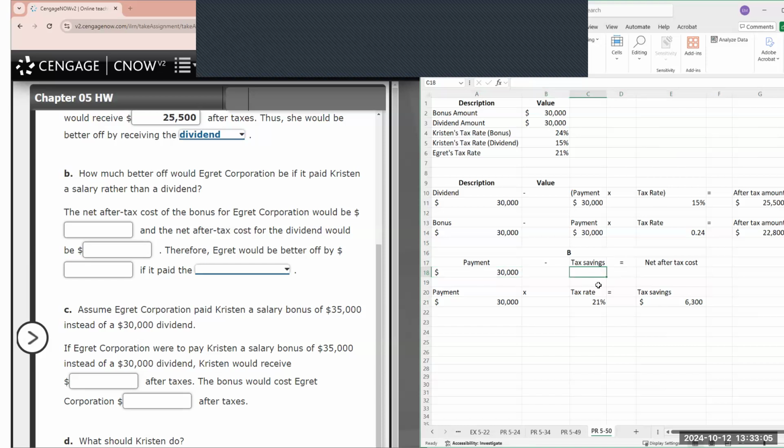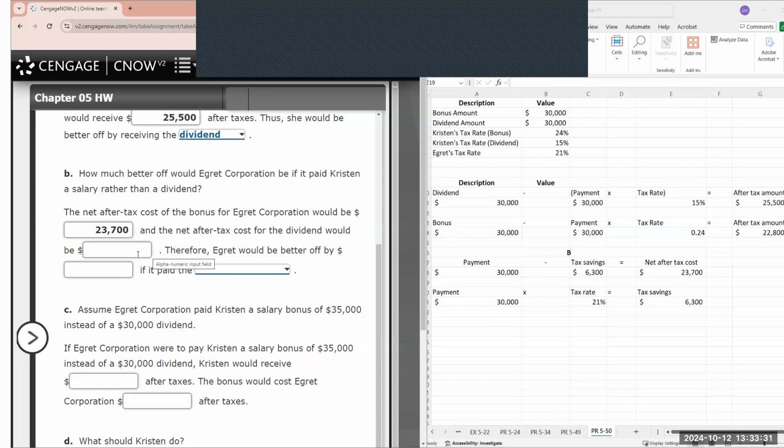The payment amount is $30,000. The tax savings, as we just pointed out, is the $30,000 multiplied by the tax rate, which is 21%. So the net after-tax cost is the $30,000 minus the tax savings. Therefore, the net after-tax cost would be $23,700. And the net after-tax cost for the dividend.